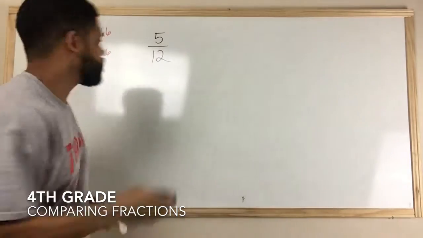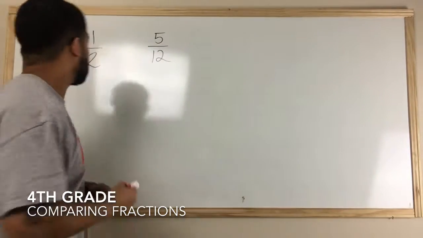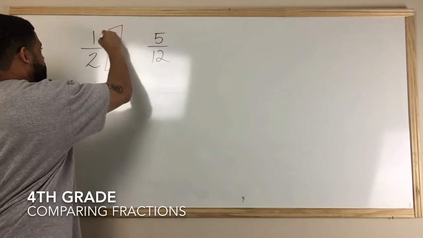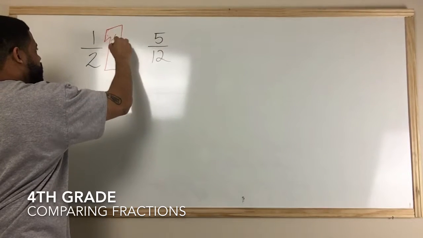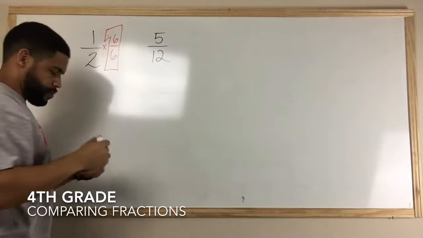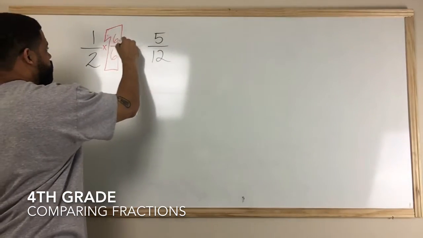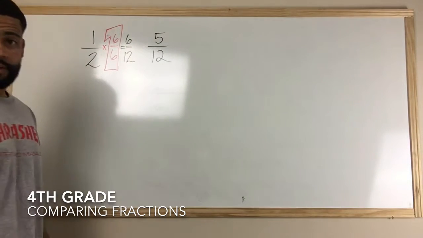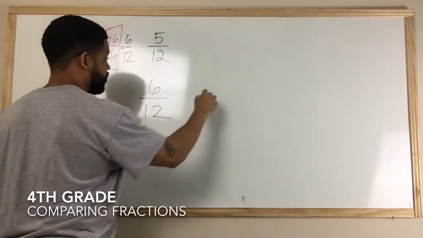As a matter of fact, let me make this look a little neater. I can actually take and multiply this by the big 1, right? And I'm going to say 6/6, okay? So if I take that and multiply it by 6/6, then it's actually equal to 6/12, okay?